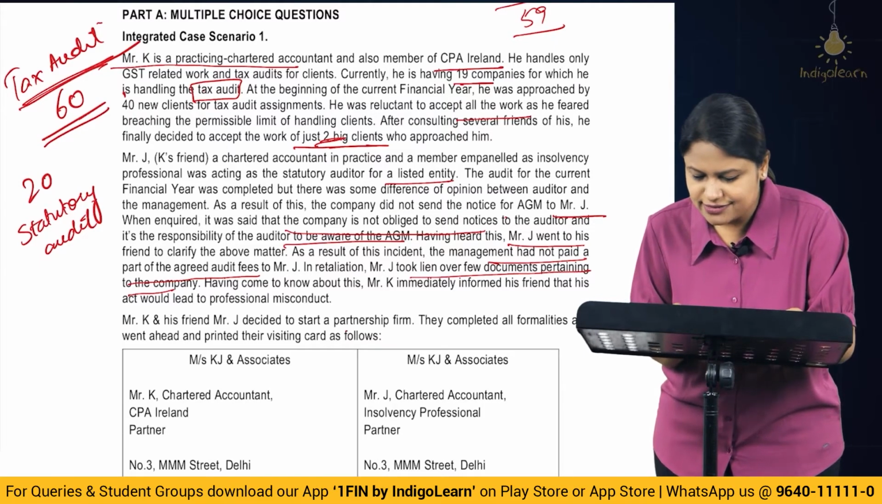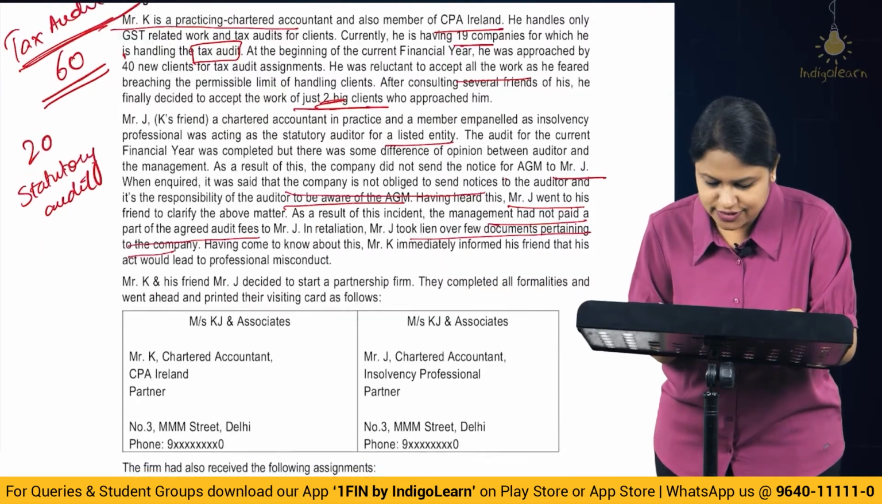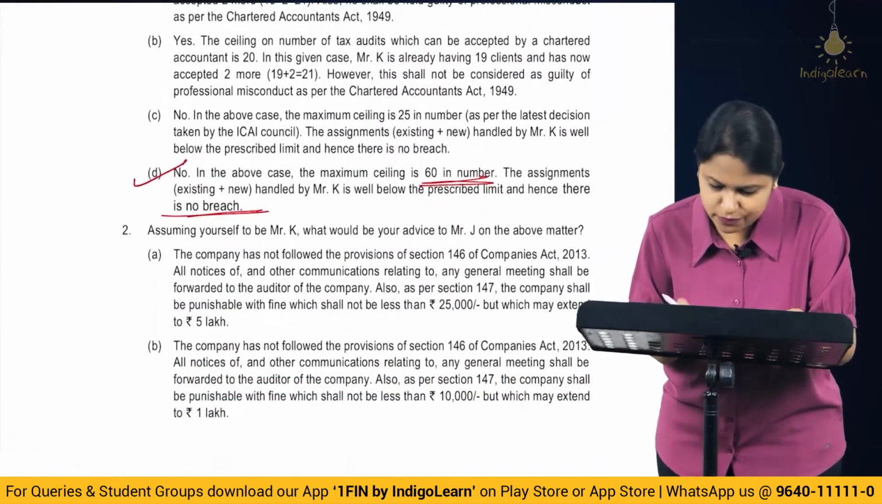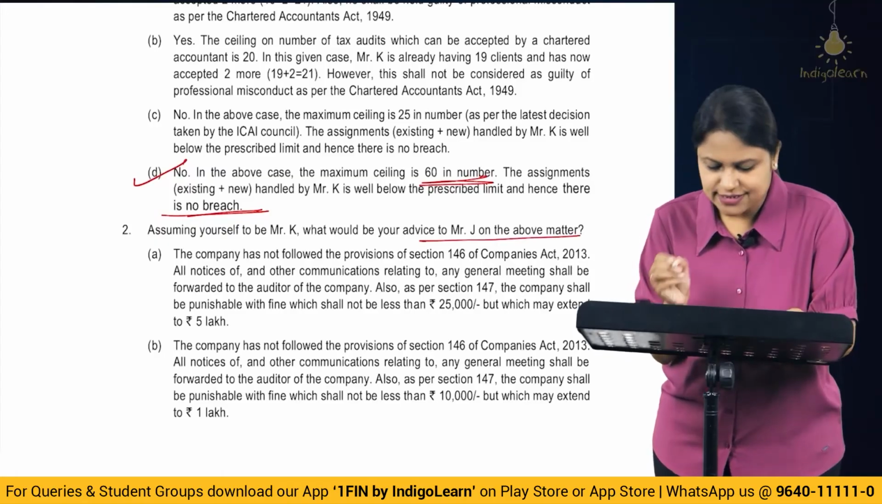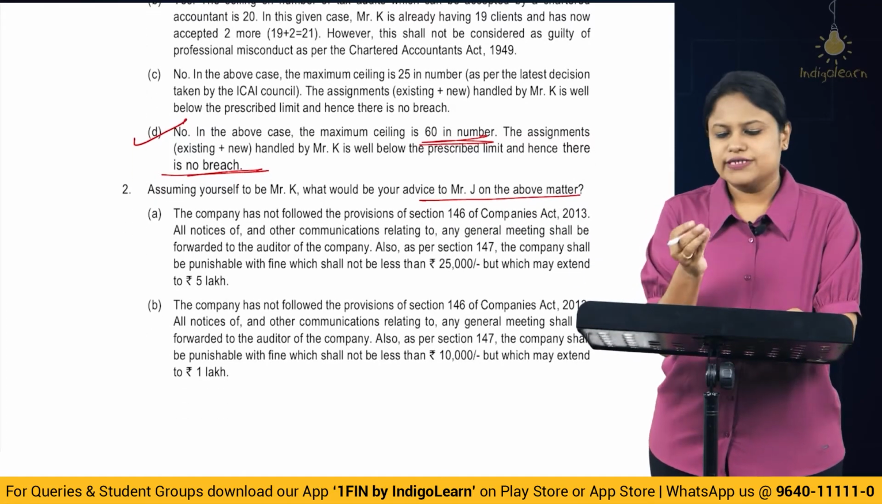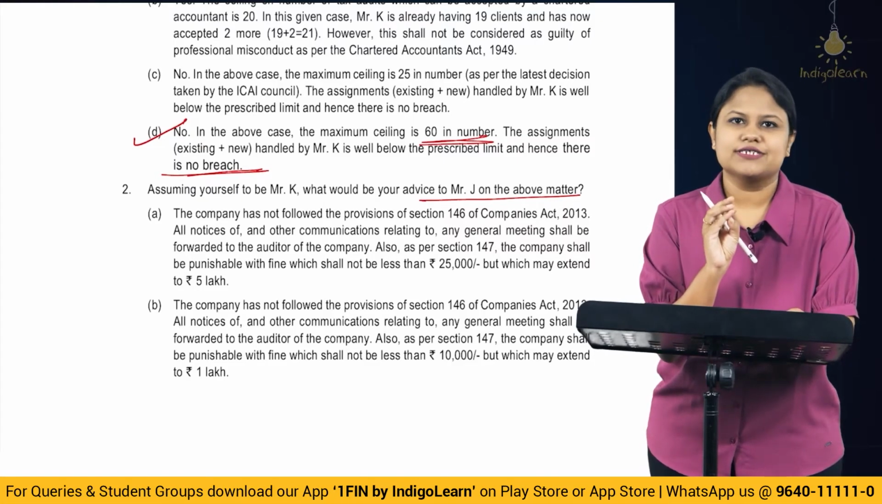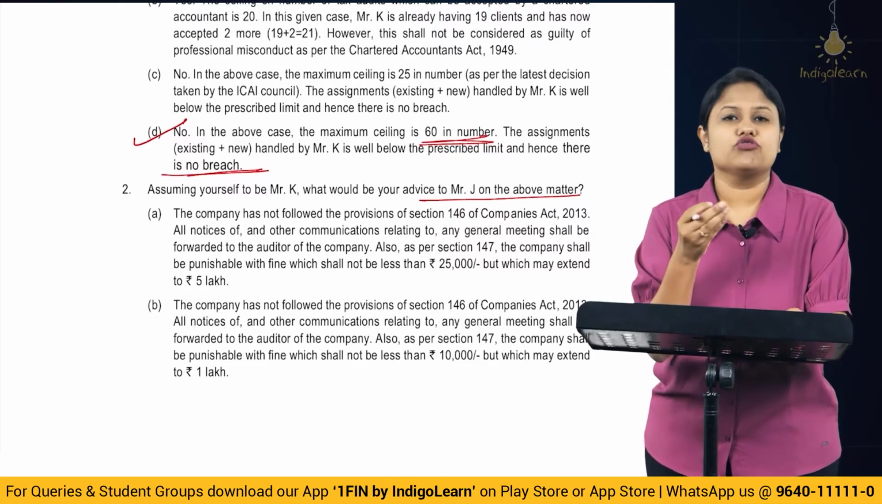Having heard this, Mr. J went to his friend to clarify the above matter. So here, who is having a problem? So J, for the above matter, is coming to you. Then what would you have told? Obviously, receiving notice is the right of the auditor. So the company cannot say that they don't have any obligation, the auditor has to know about it.